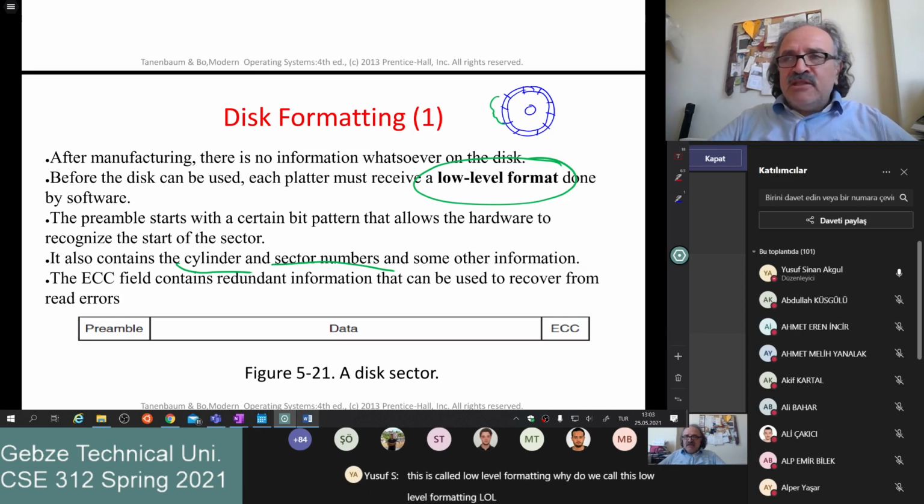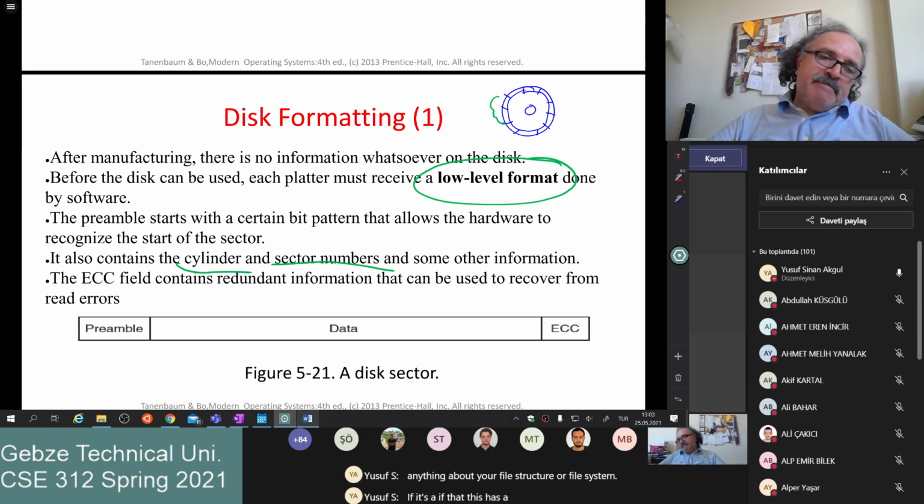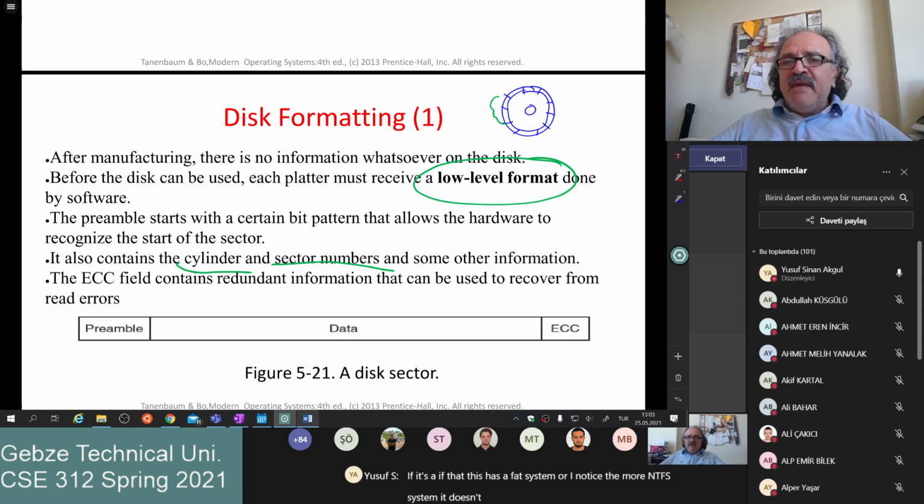Low-level formatting doesn't know anything about your file structure or file system. If that disk has a FAT system or inode system or NTFS system, it doesn't know. All it does is make it ready for the sectors, mark all the sectors, label them, and see if they are healthy or not. So this is called low-level formatting.